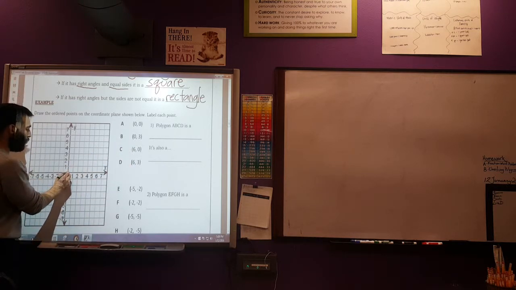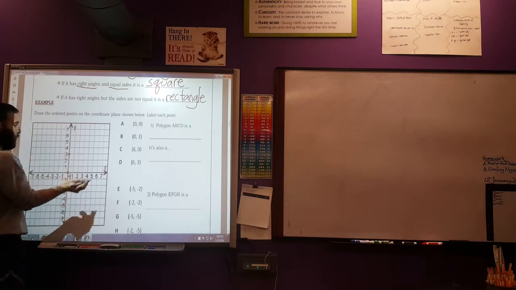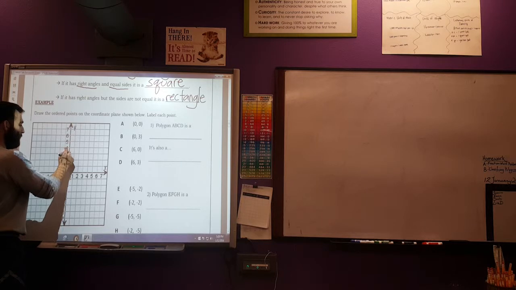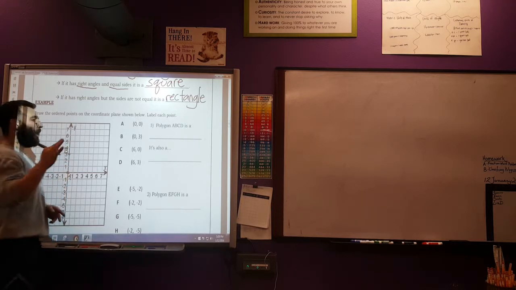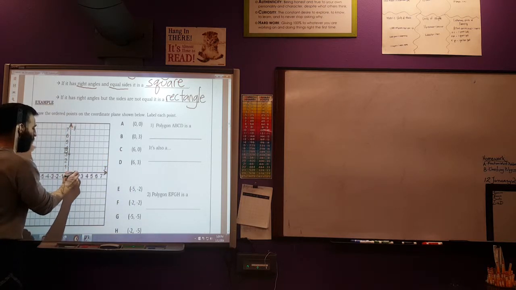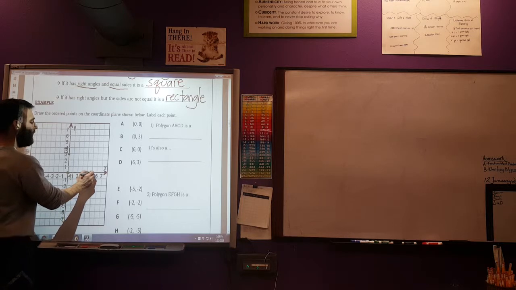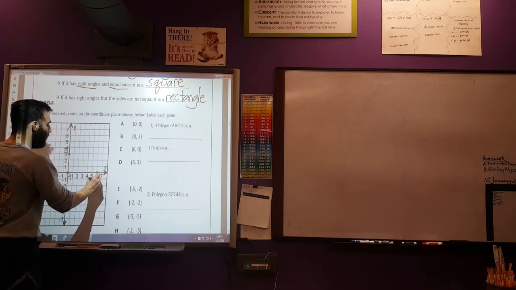So I'm going to run, 0, and jump, 1, 2, 3. And this is where my point B goes. Now my third point is C. It's going to run 1, 2, 3, 4, 5, 6, and jump 0. So I'm going to plot my point here, label it with a C.